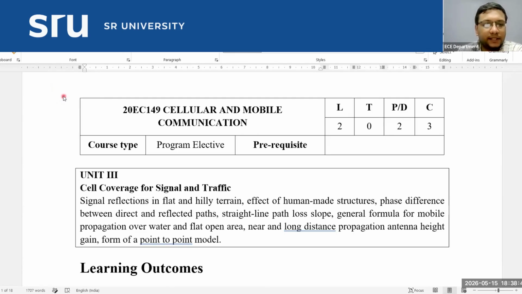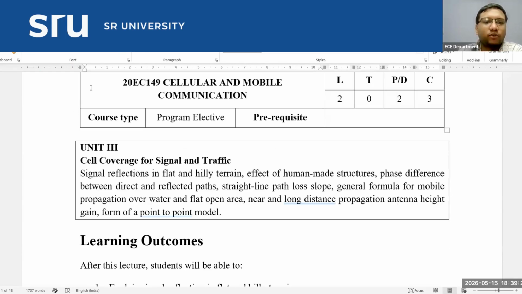what happens when signals reflect in flat and hilly terrain. What is the effect on signal propagation or signal transmission due to human-made structures? It will discuss the phase difference between direct and reflected paths, the straight line path loss slope, and the general formula for mobile propagation over water and flat open area.